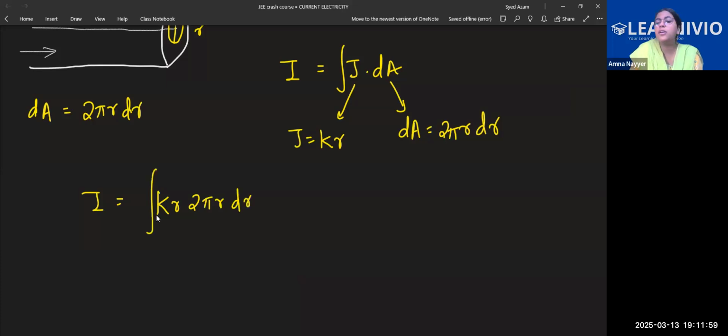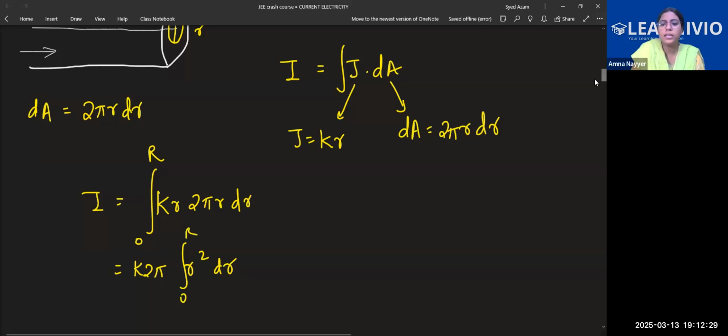And from where do we have to integrate? From the center of the cylinder to the radius, because we have to calculate up to the actual radius, right? So this is simple integration. See, k and 2 pi are constant terms, so these will be taken out. r into r will give r square dr, integral from 0 to capital R.